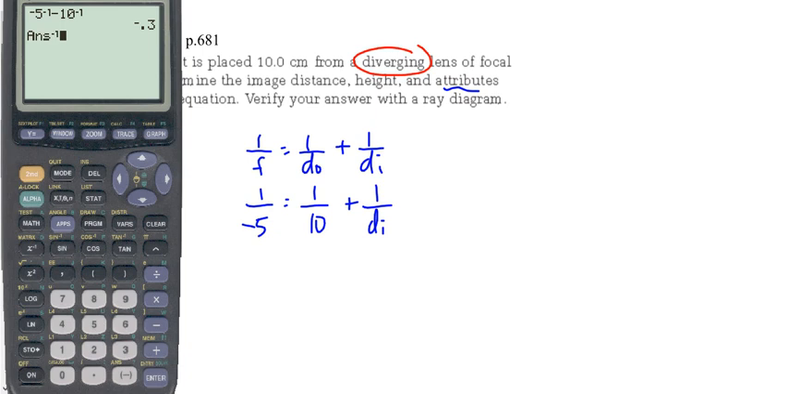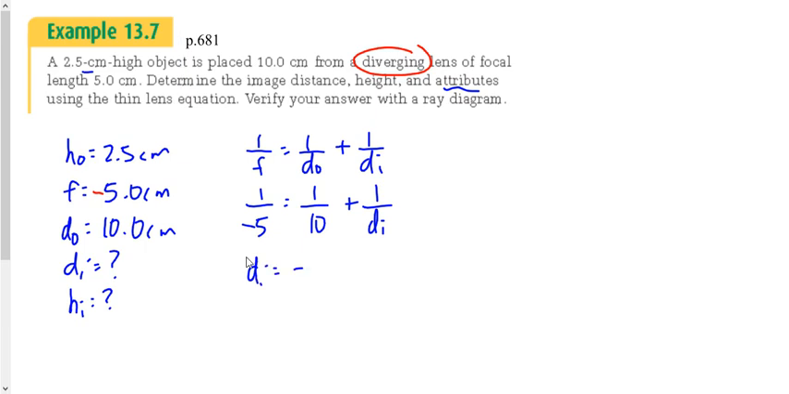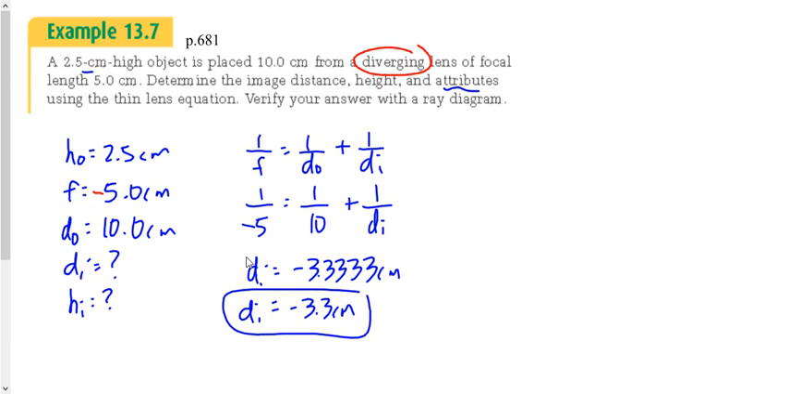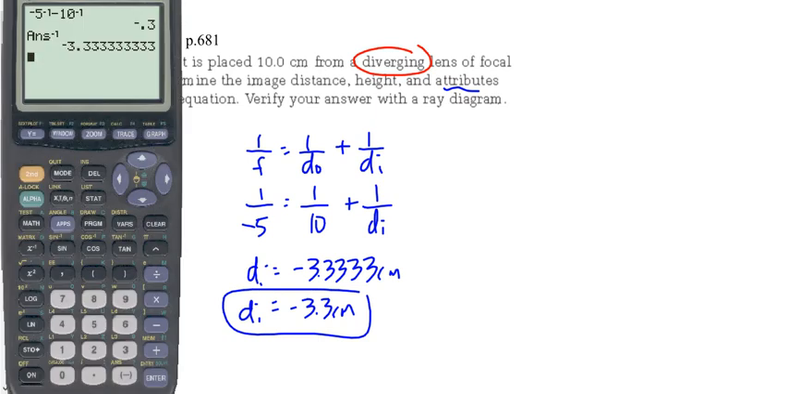So I'm going to hit x to the -1 again to get DI, and my answer works out to be -3.33, which rounds to 2 digits, -3.3 centimeters. I was able to use centimeters because units cancel. I chose to do that. If you want to use meters, you can go ahead and do that.